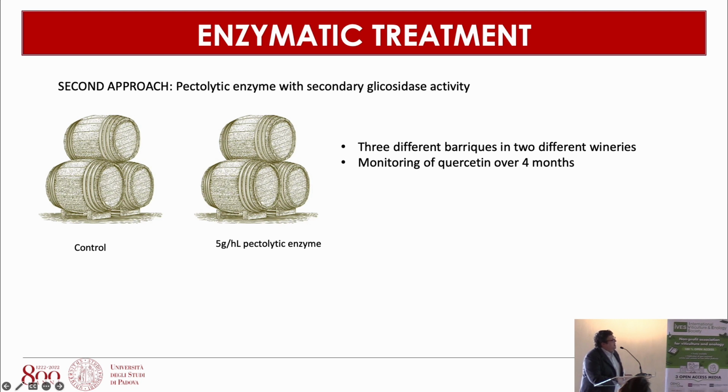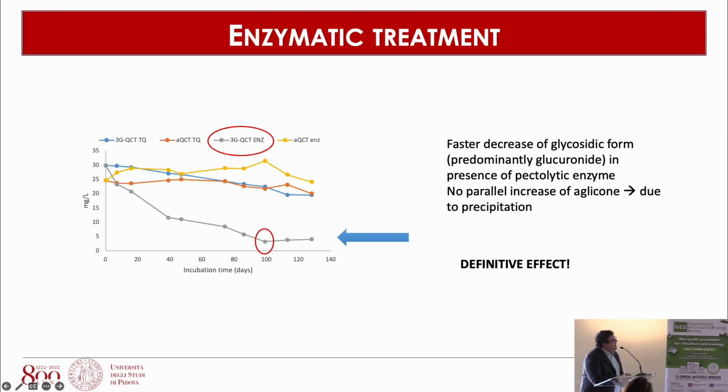Sangiovese, in 3 replicates, in 2 different wineries, in 2 different years, comparing the control with wine treated with these enzymes. And this is the result. In the control, we can see that the total glycosides of quercetin still decrease. So even in the control, they decrease.